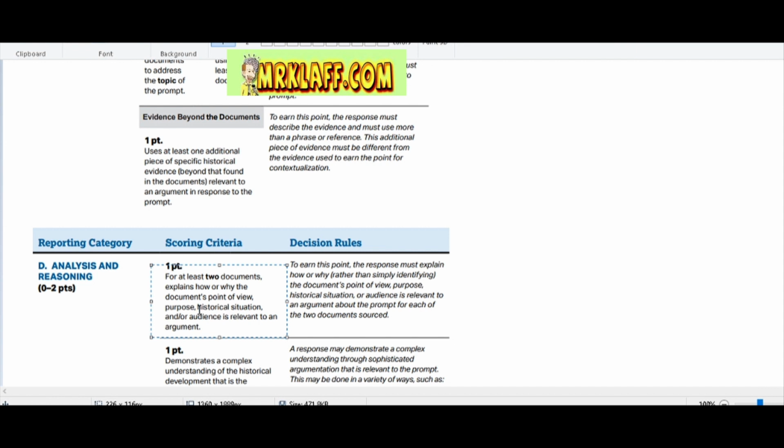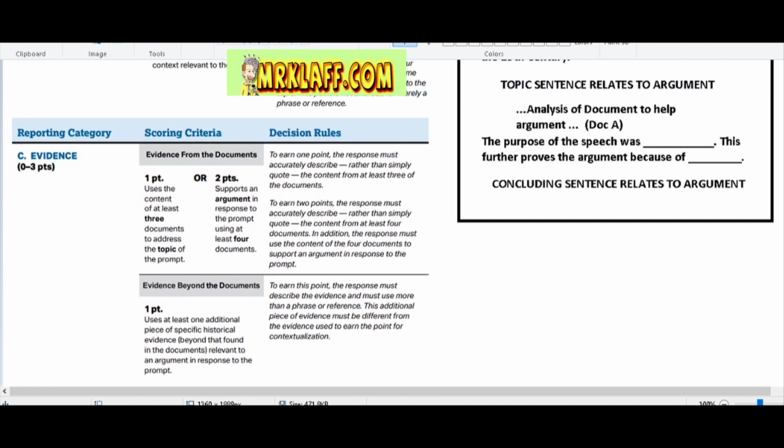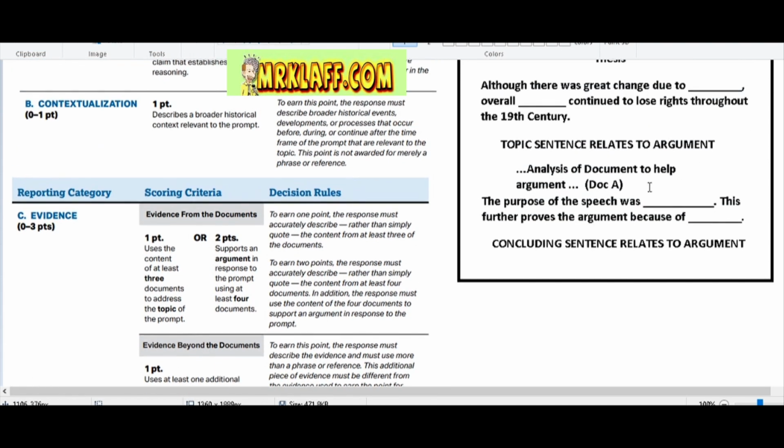You need to show how your point of view, the purpose, the historical situation, and or the audience is relevant to the argument. So you can't just say, well, the purpose of the speech is this. No, no, no. You want to, right here, after you do your analysis of the document, and perhaps after you put in your outside information, which we'll talk about, you put in a sentence.